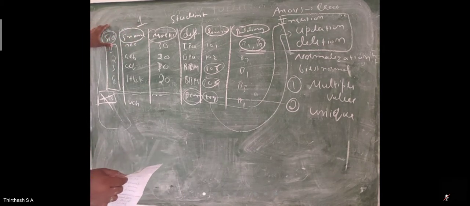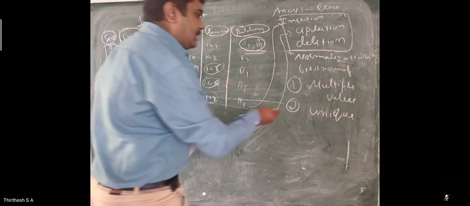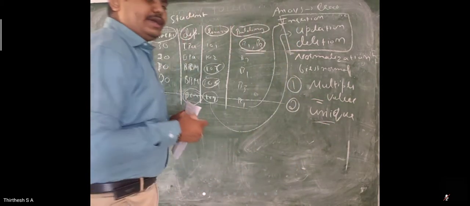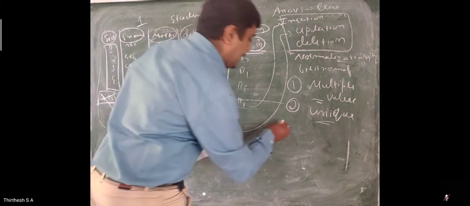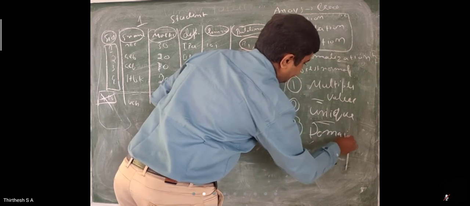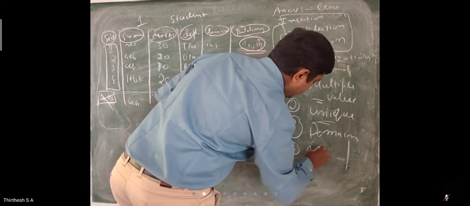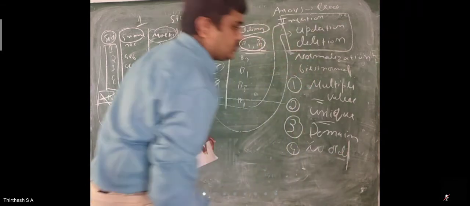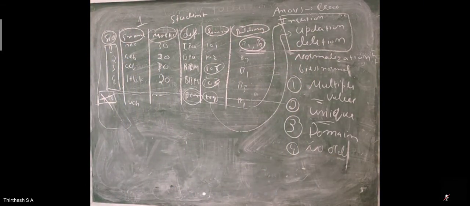It is not required that SID must come first or SName must come first. You can write anything, but the organization must be there: it should not have multiple values, it should not have a duplicate ID, it should not have a different domain, and the fourth rule is the no order rule. If these rules are satisfied, then we can say that this is in first normal form.